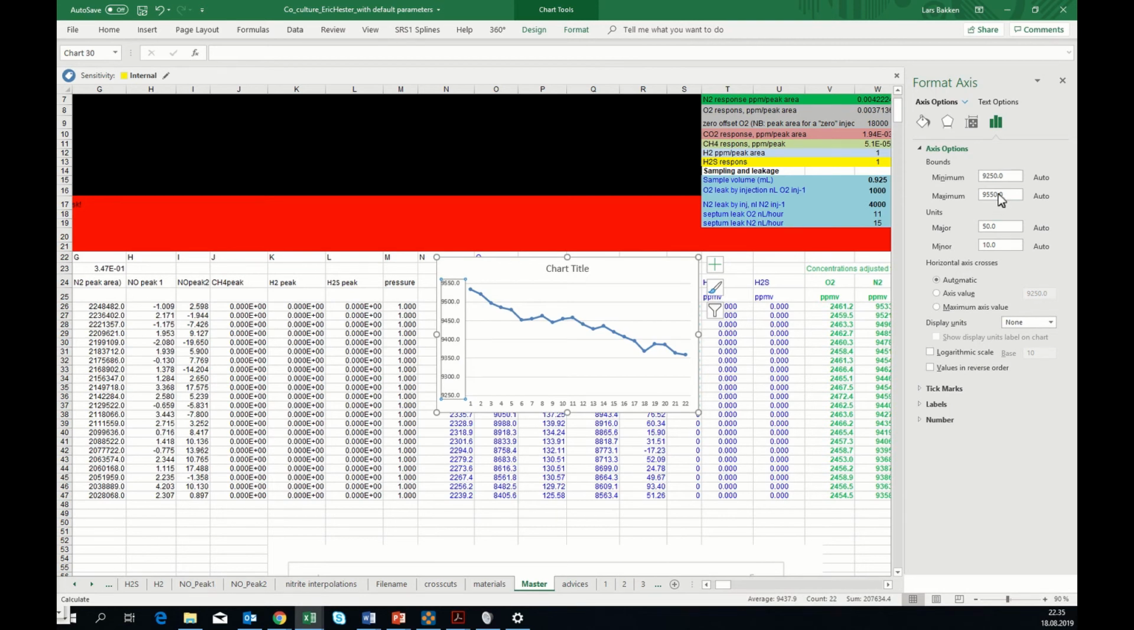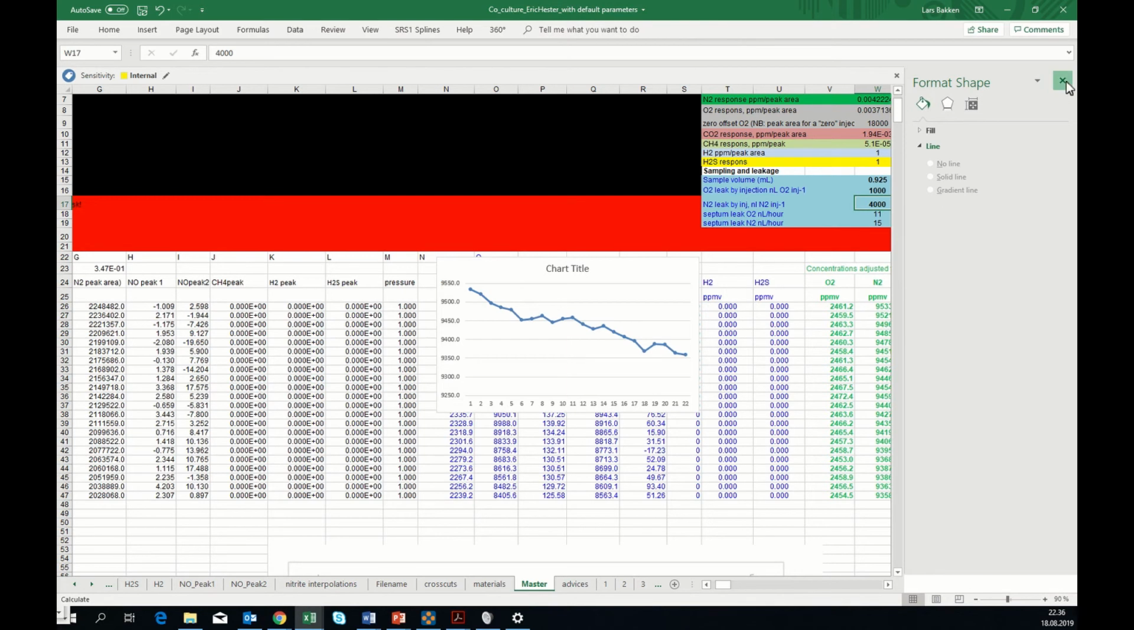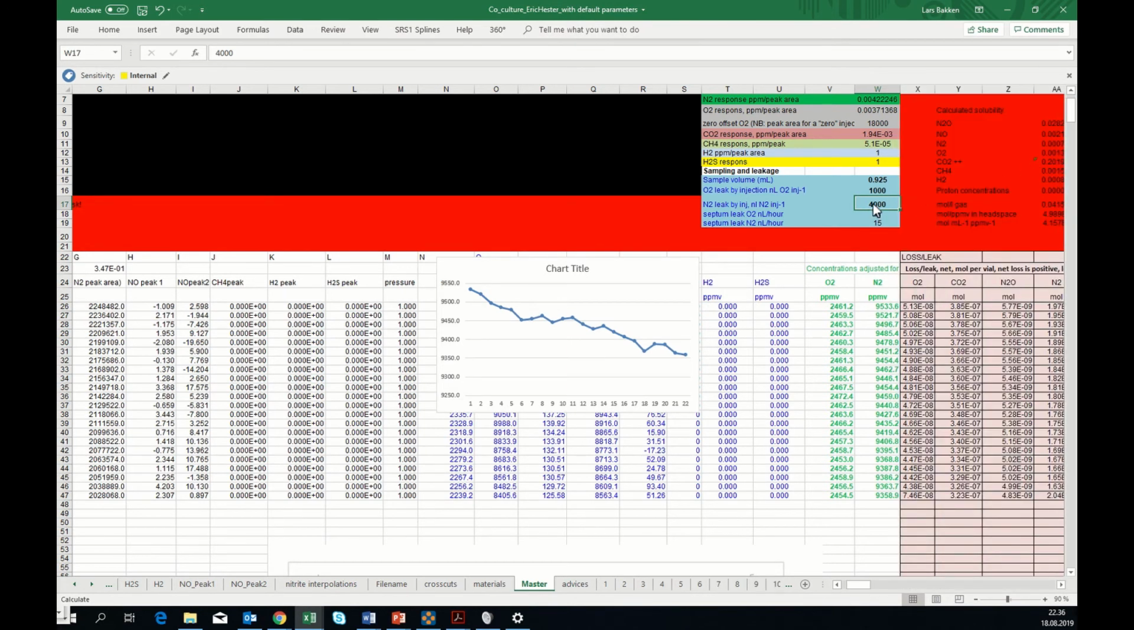So we can fix this just like that. Reset this one. Should be like that. I'll fix this one like that. And now you see I have my leakage of nitrogen seems to be too high, because it's compensated for too much leak, so maybe 3500 isn't so bad.